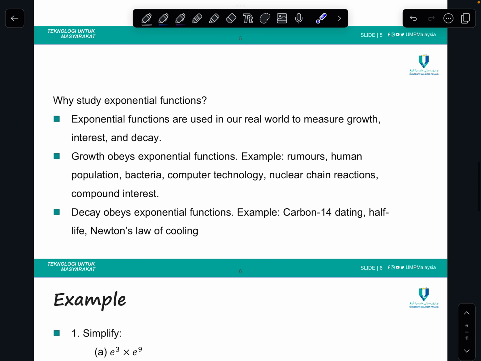Why study exponential functions? Exponential functions are used in the real world, for example, to measure growth, interest, and decay. Growth obeys exponential functions, for example, rumors, human population, bacteria, computer technology, nuclear chain reaction, compound interest. Other examples follow decay behavior, for example, carbon-14 dating, half-life, Newton's law of cooling.